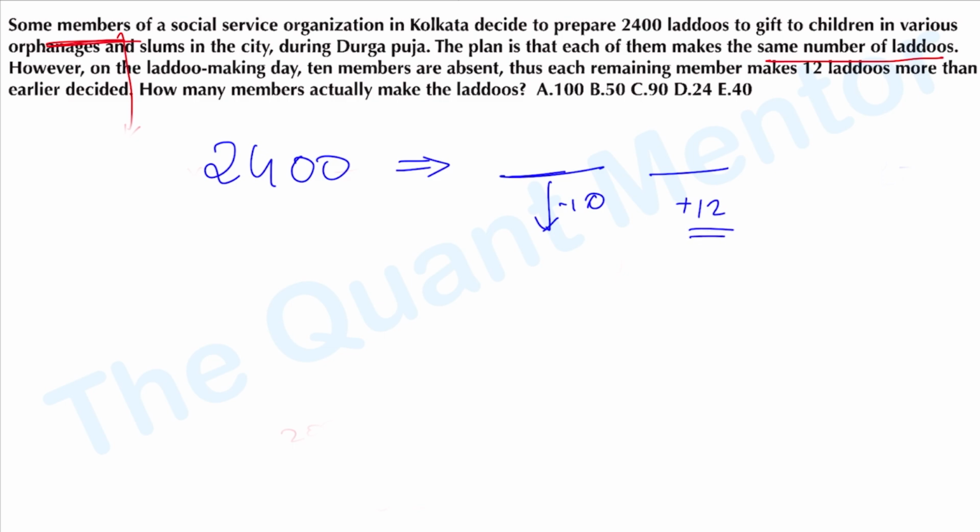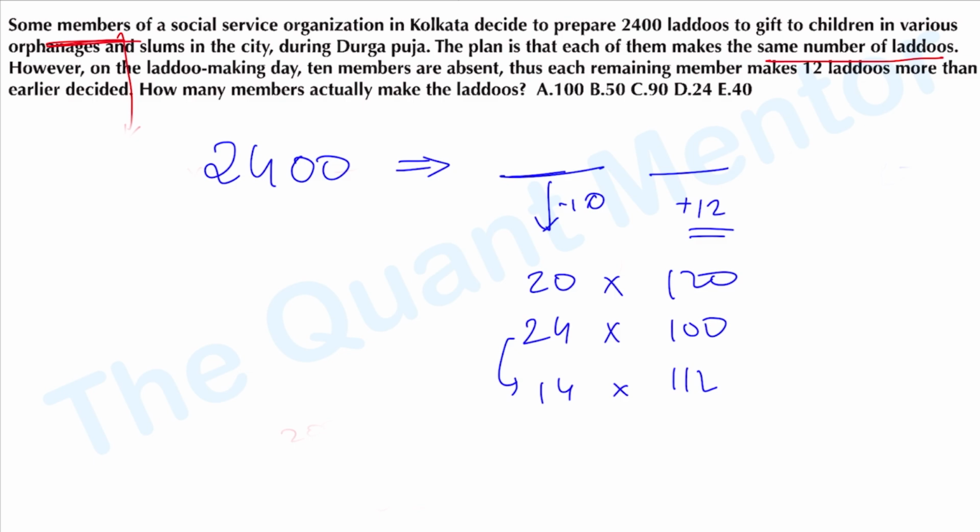So let's start by taking 20. If you take this as 20 and this is 120, the product is 2400, but reducing this by 10 would become 10 and increasing this by 12 would become 132. The product is no more 2400, so it's not 20 and 120 for sure. Let's try higher values. What about 24? If I take 24 and 100, now if you reduce this by 10, it becomes 14, and increasing this by 12, it becomes 112. The product is again not 2400 for sure.